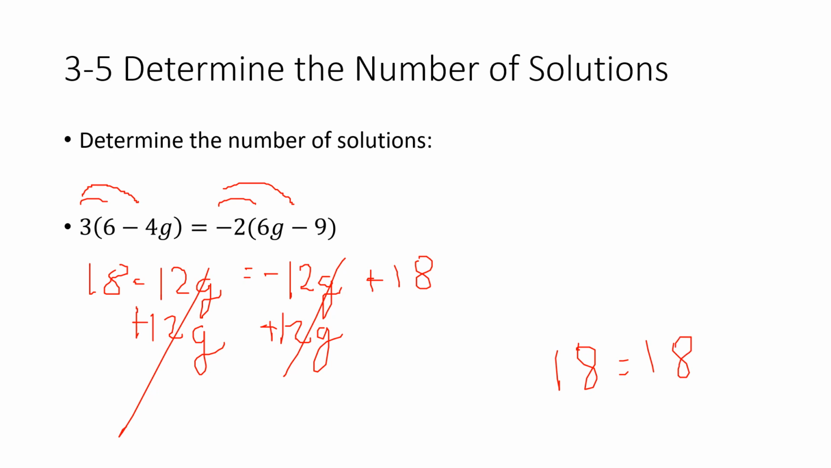That will always be a true statement. So there is no value you can plug in for G to make this false, which means infinite solutions, all real numbers. Next couple of slides are just going to be this work, but in a more clear fashion. So pause it if you need to copy it at any point.